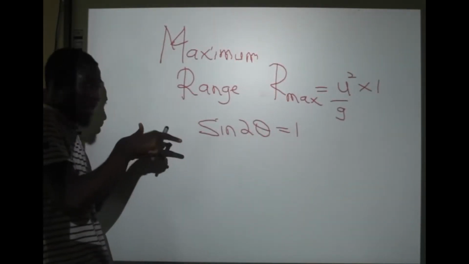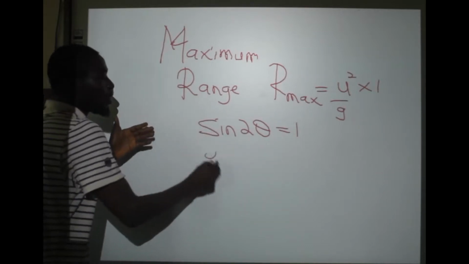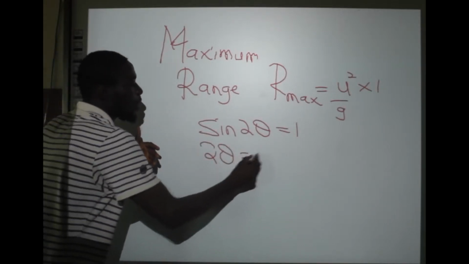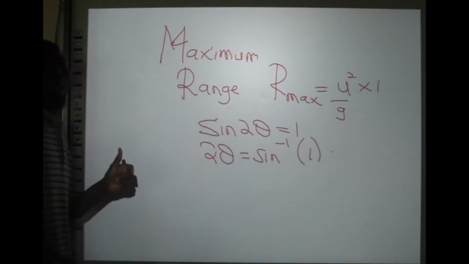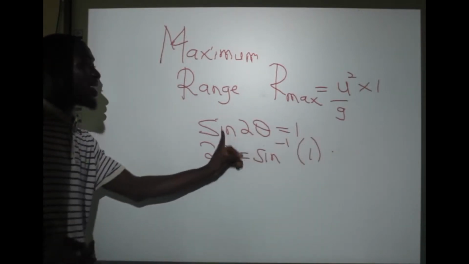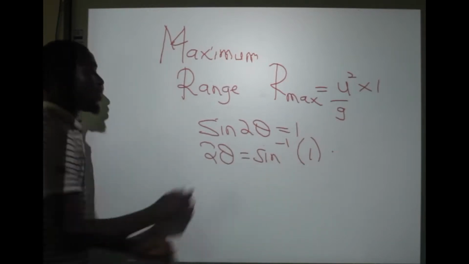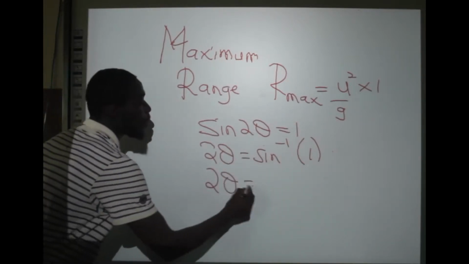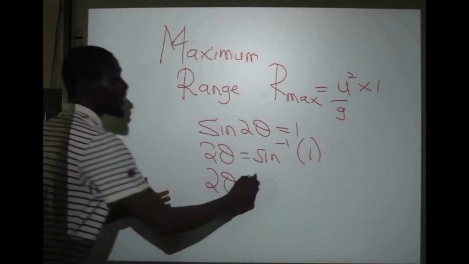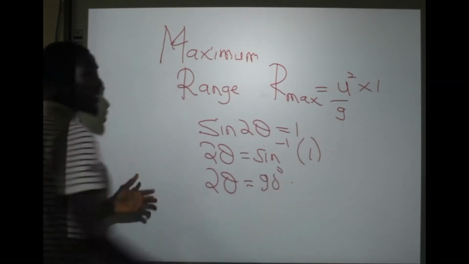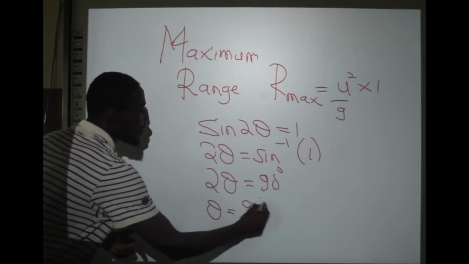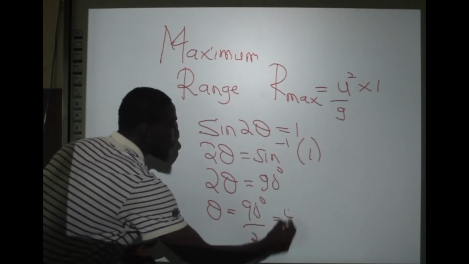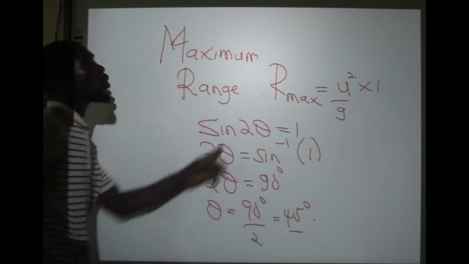So how do we now get the angle? Don't forget, from our trigonometry, our 2 theta will now give us arc sine of 1, because we take this side to the other side and it becomes arc sine. So our 2 theta will now be equal to arc sine of 1, which is 90 degrees. You can press a calculator, you get that. So our theta will now give us 90 degrees all over 2, which will give us 45 degrees.